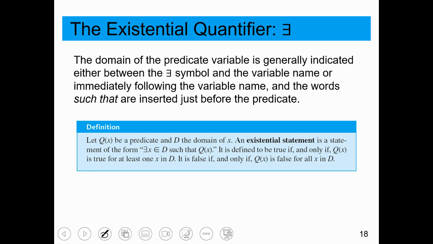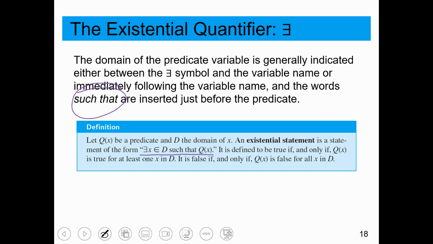The domain of the predicate variable is generally indicated either between the there exists symbol and the variable name, or immediately following the variable name. And the words such that are inserted just before the predicate. Let Q of x be a predicate, D is the domain. An existential statement is a statement of the form, there exists an x in D, such that Q of x.